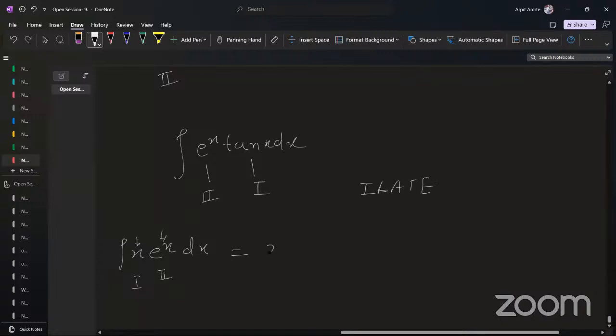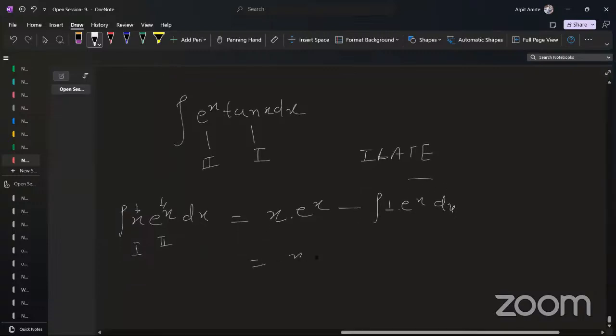And how will we solve this? First function, then the integration of the second function. Integration of e raised to the power x is what? e raised to the power x itself, minus integration of the differentiation of the first function, which will be 1, and the integration of e raised to the power x, then whole dx. So what will you get? You will get x e raised to the power x minus e raised to the power x.